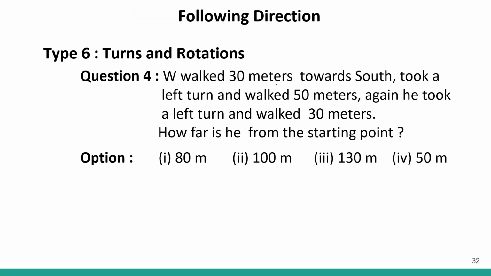Now W walked 30 meters towards south. Then took a left turn. So left turn will be here and walked for 50 meters. He then again took a left turn and walked for 30 meters. So he will be in line with the initial position. How far is he from the starting point? So very clearly, from the starting point, 50 meters. Very easy question. Option number 4.